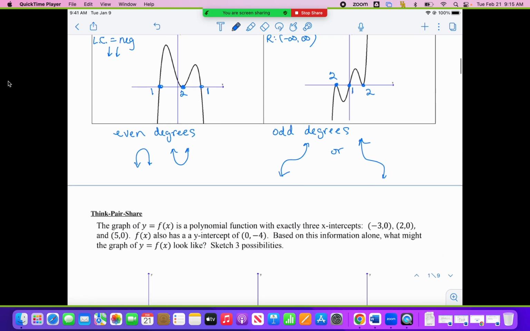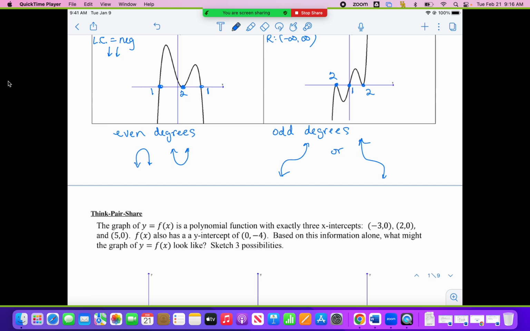All right, now we're going to do a think, pair, share. The graph of y equals f of x is a polynomial function with exactly 3 x-intercepts. There's no more. You can't have it anywhere else. (-3, 0), (2, 0), and (5, 0). f of x also has a y-intercept of (0, -4). Based on this information alone, what might the graph of y equals f of x look like?